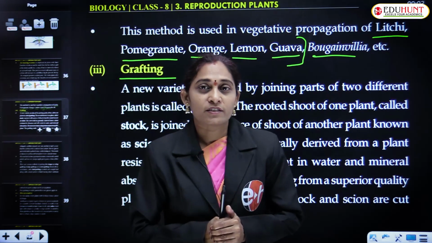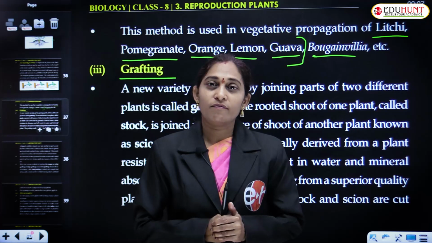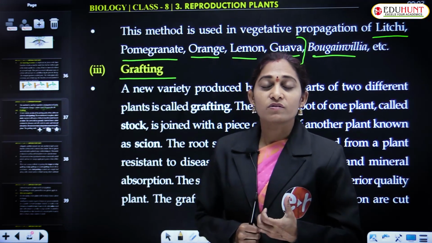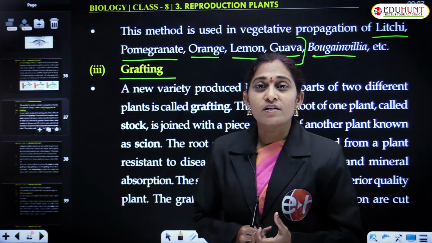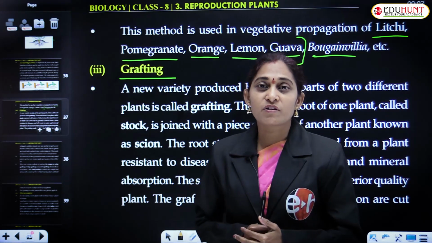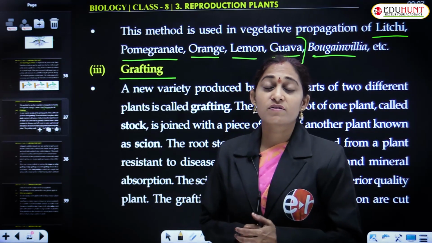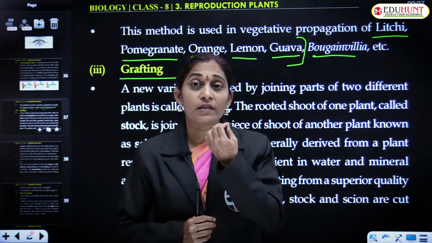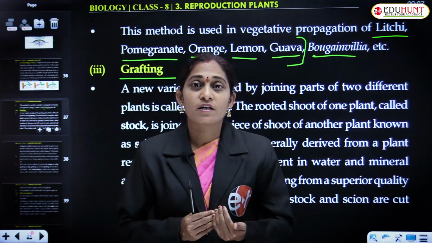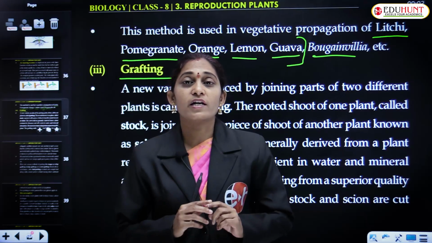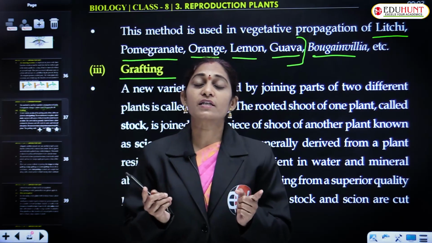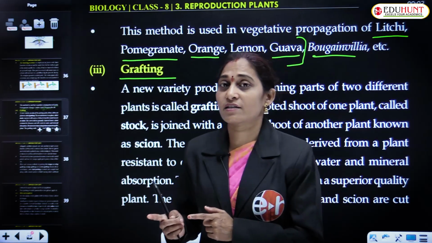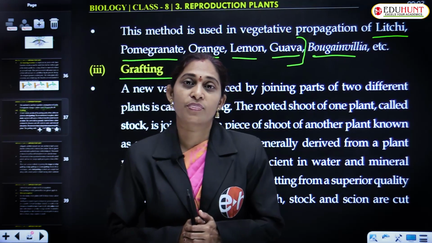Why propagation? Because every organism tries to improve, tries to survive, tries to cope with the environment, tries to fight with the various factors of the environment. During this process, they adapt themselves to the environment. Environment is a dynamic one. Ecosystem is not a static one, it is a dynamic one.